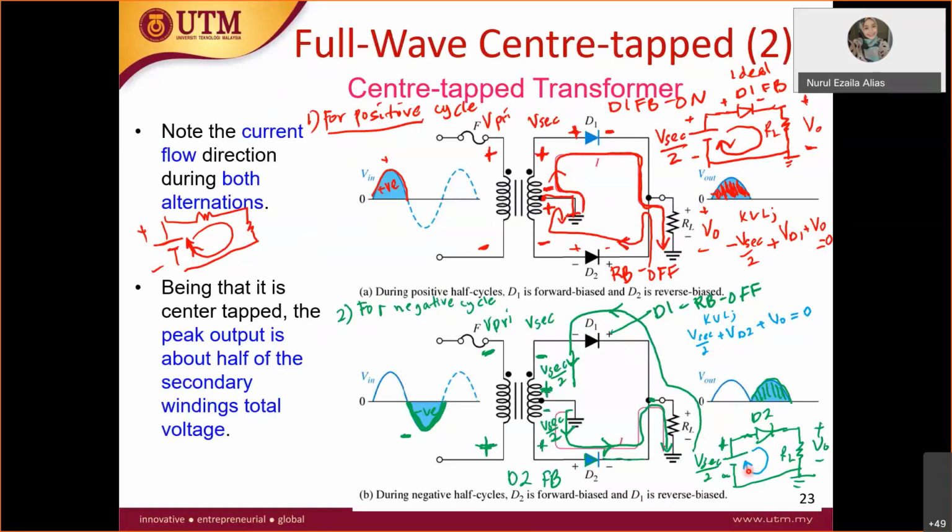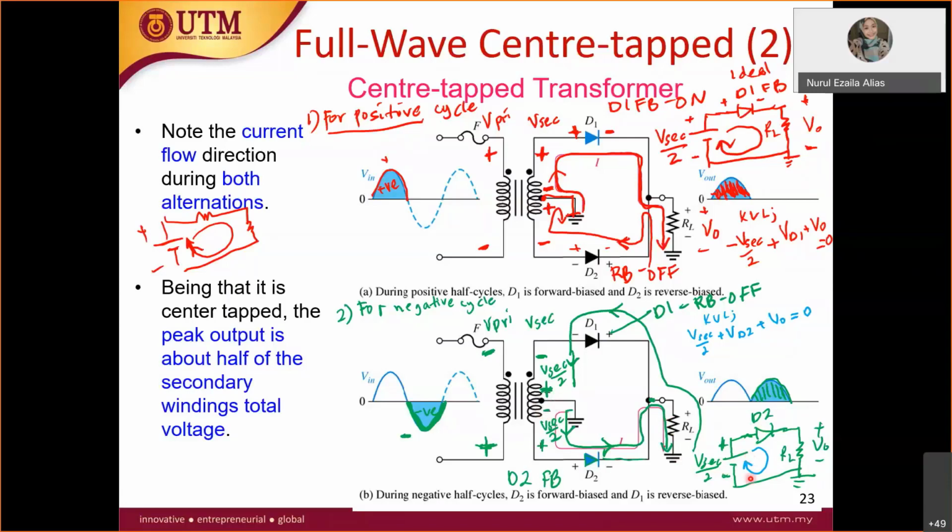Okay, so this KVL actually represents this circuit, Mantur. This circuit is from here just now. You have D2 plus minus like this, and then the plus here is connected to the plus V secondary over 2. Then the negative here is connected to the resistor RL, and then you have ground. Of course, the other part of the V secondary over 2 is connected to ground like this. And then why do you say it's not opposite?